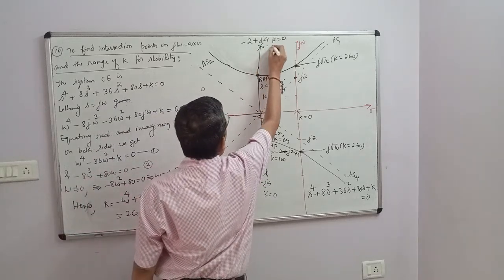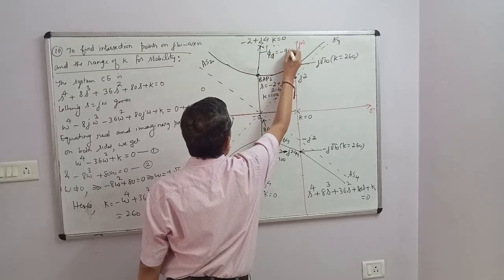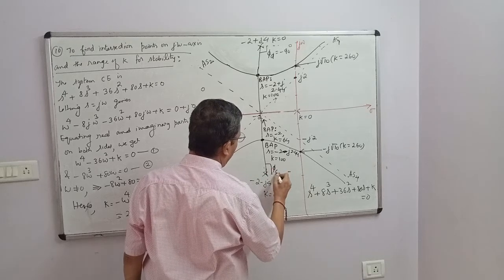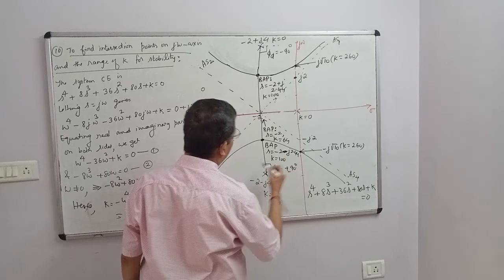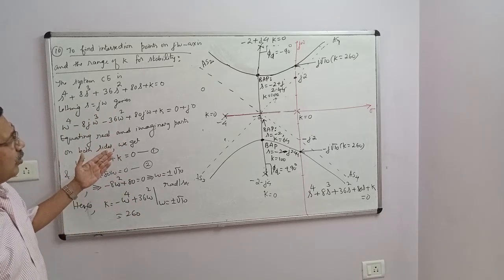This is the angle of departure. Phi d is equal to minus 90 degrees. This is the angle of departure. Phi d is equal to plus 90 degrees. All the details are written. This is a very typical problem.